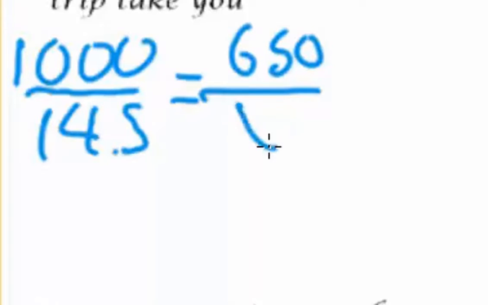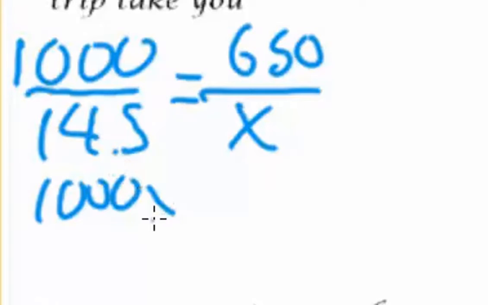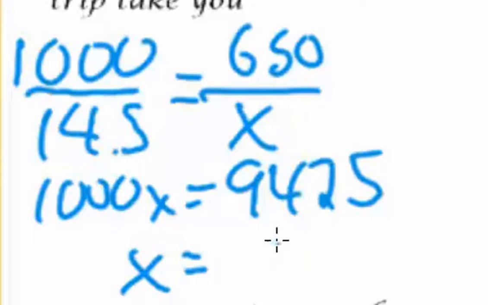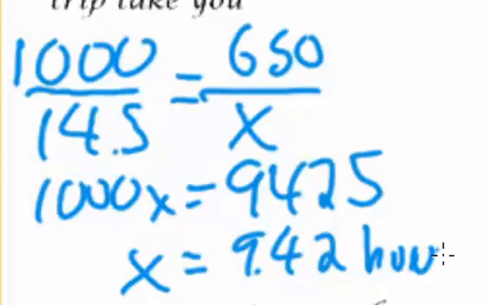So 1,000 over the 14.5 hours it took me for that trip will then be equal to the new trip, 650 miles, over the x hours it'll take me to make that trip. So now I cross multiply with these big numbers. 1,000 times the x will give me 1,000x, and 14.5 times 650 will give me 9,425. Now dividing both sides by 1,000 will then equal 9.42 hours. So almost about 9.5 hours.